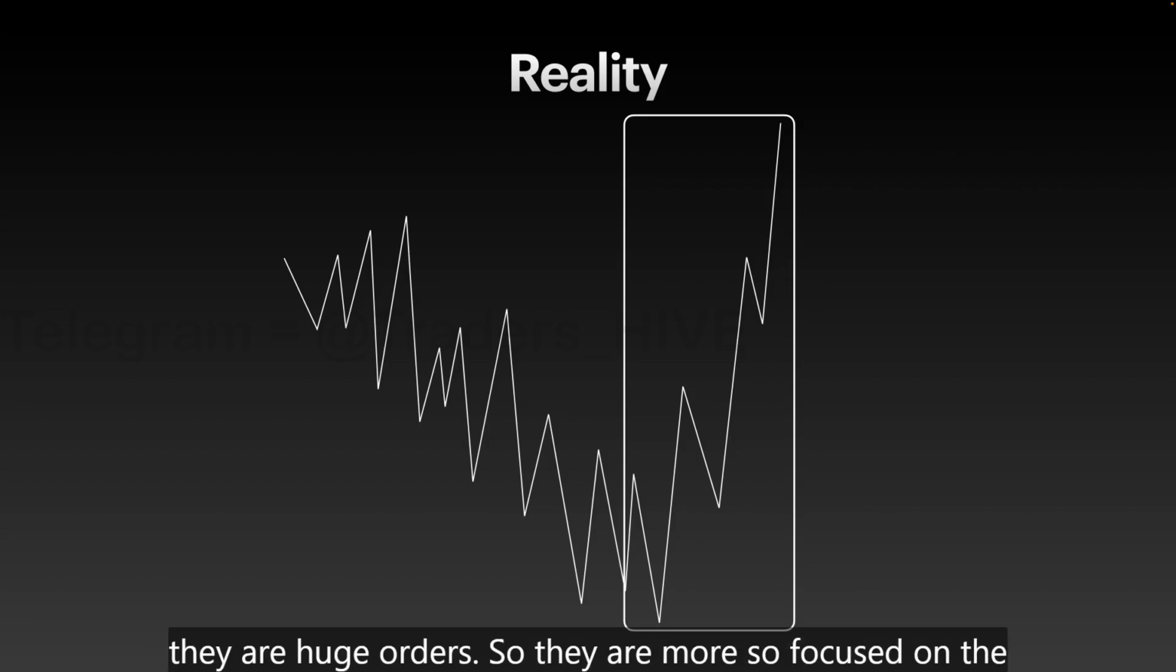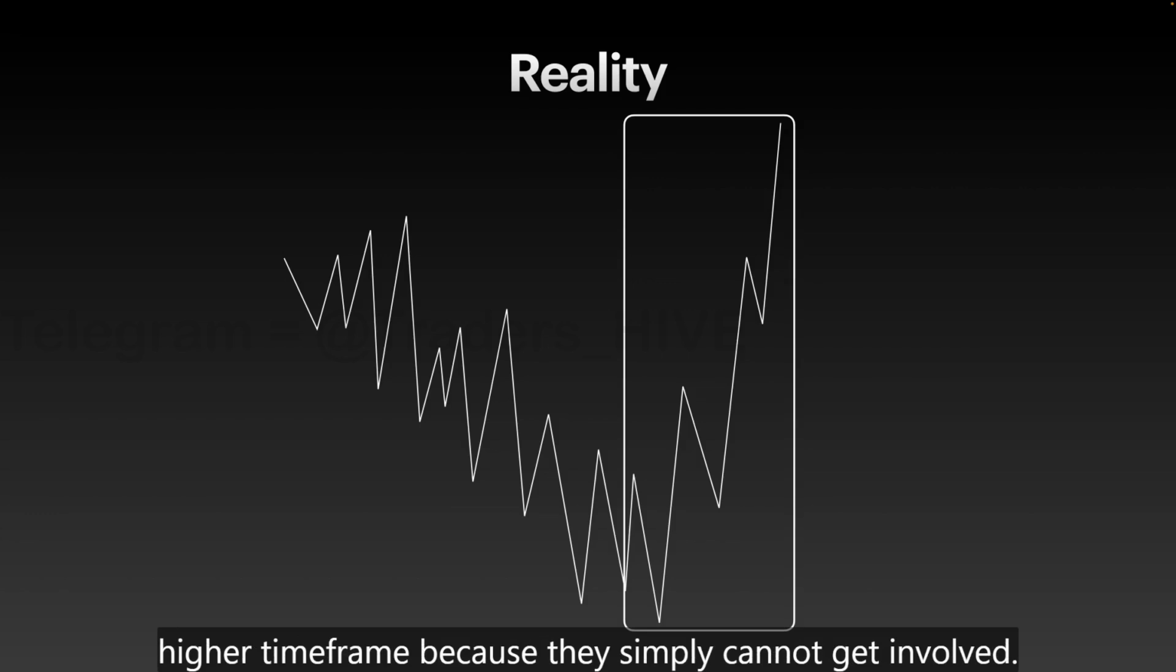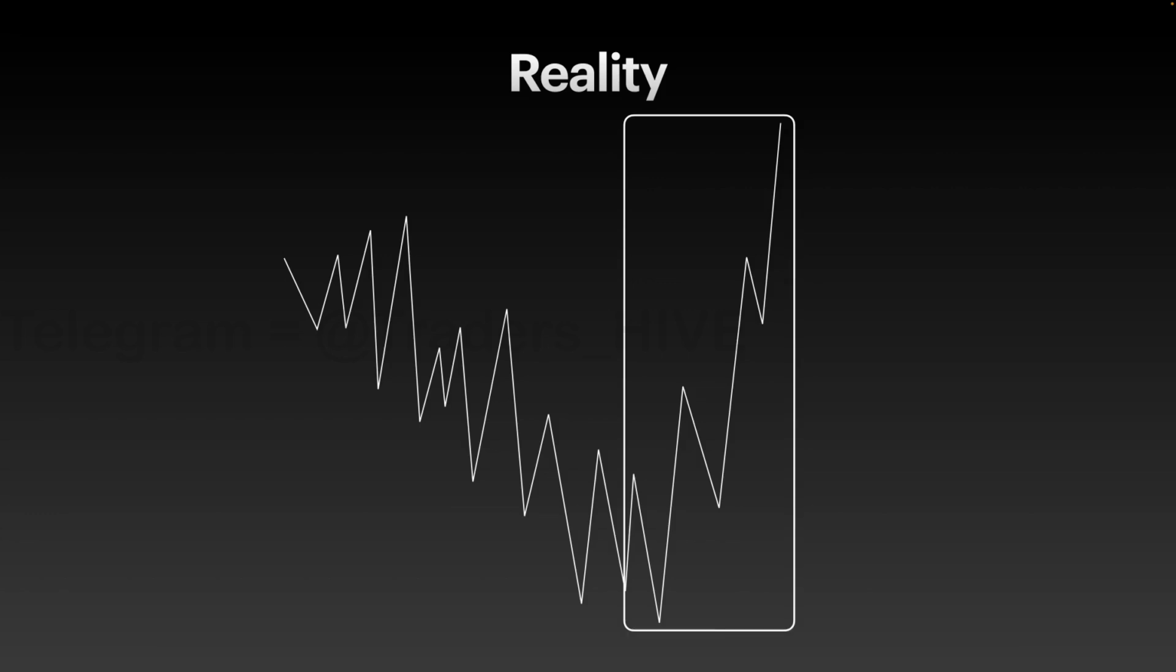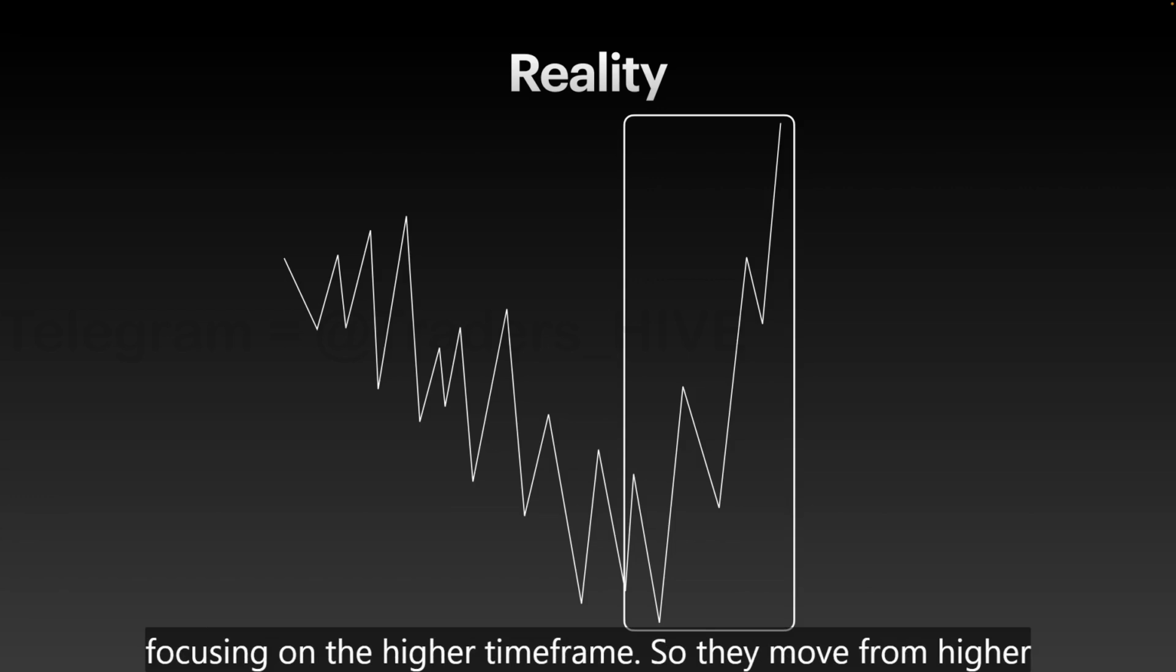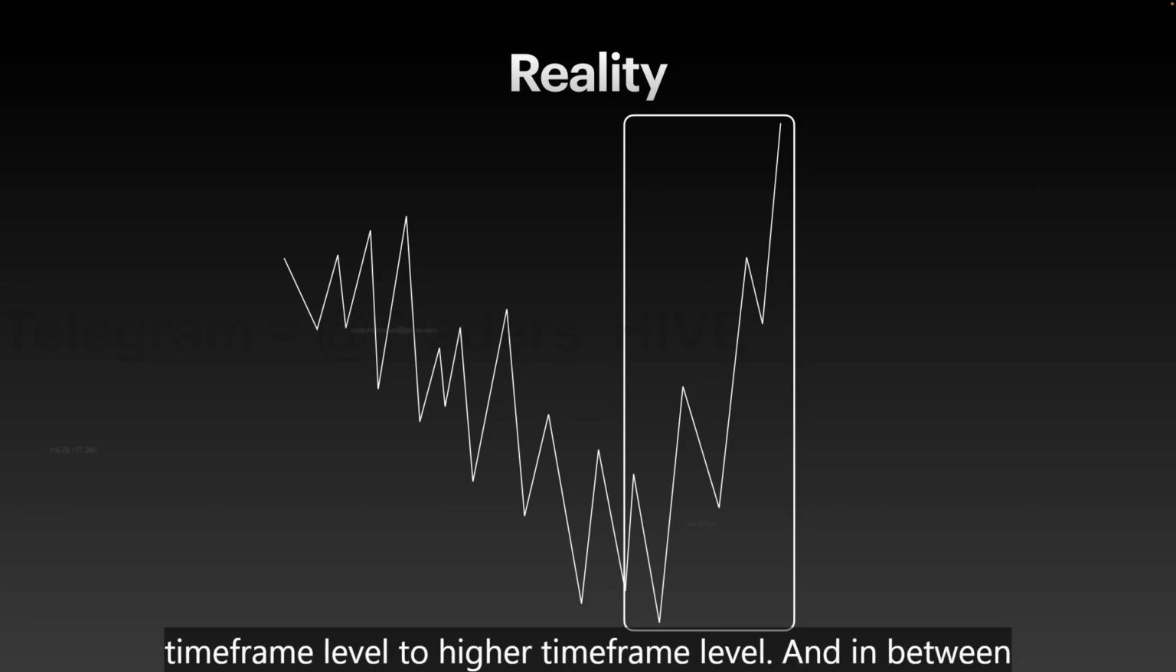So they are more so focused on the higher time frame because they simply cannot get involved. There's not enough liquidity on the lower time frame to easily click buy or sell like we can. So they are mainly focusing on the higher time frame. They move from higher time frame level to higher time frame level.